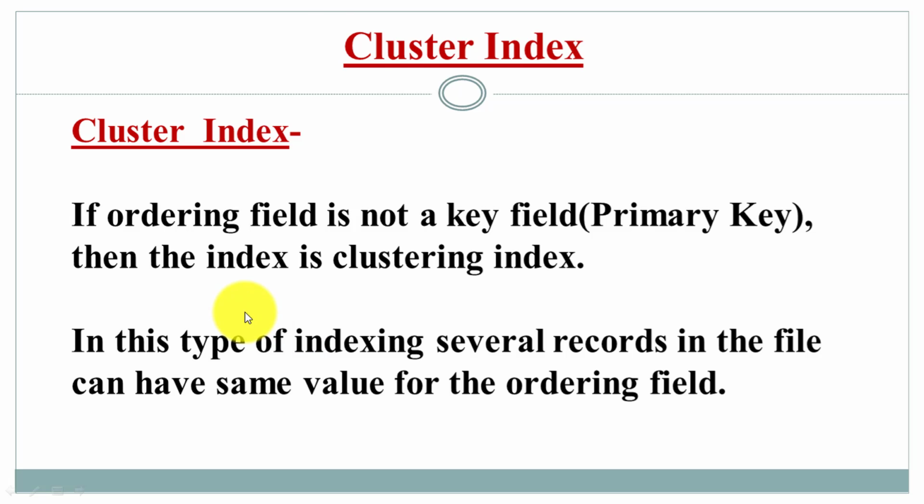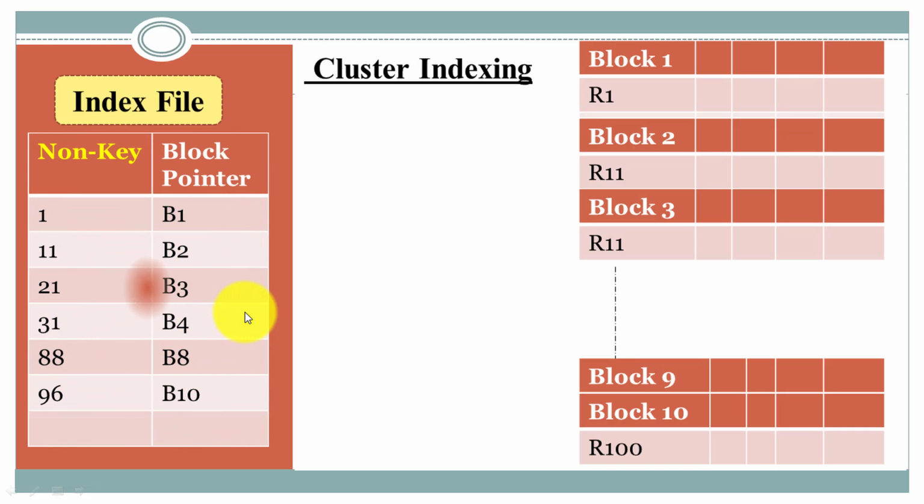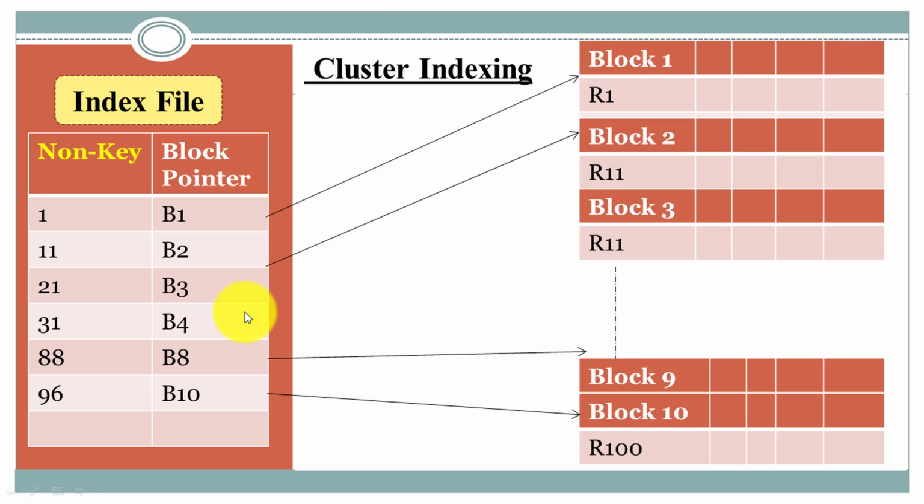So cluster indexing is similar to primary index because the main file is a sorted one. But the index file contains non-key value attributes. That means it's sorted on a non-key field. So the difference between primary index and clustering index is that it is based on a non-key attribute.